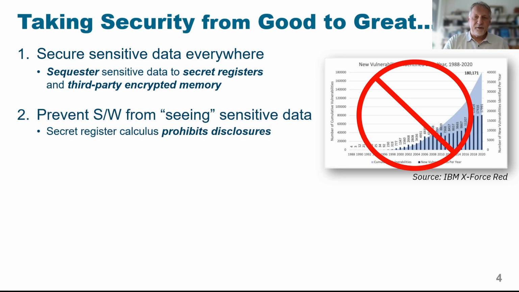When you're living in those secret registers, we have to prevent software and the people associated with software from seeing the data in those registers. So when you turn on Mojo-V, the secret registers have a special register calculus that prohibits disclosure. It's not possible to take a value in a secret register and put it somewhere where a programmer can inspect that value.